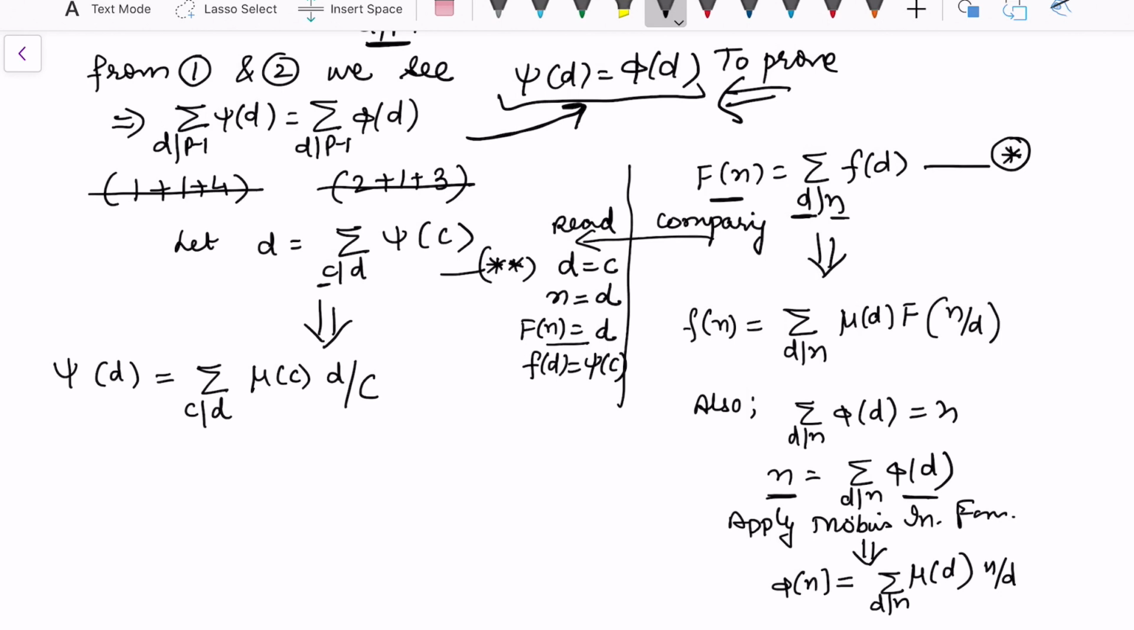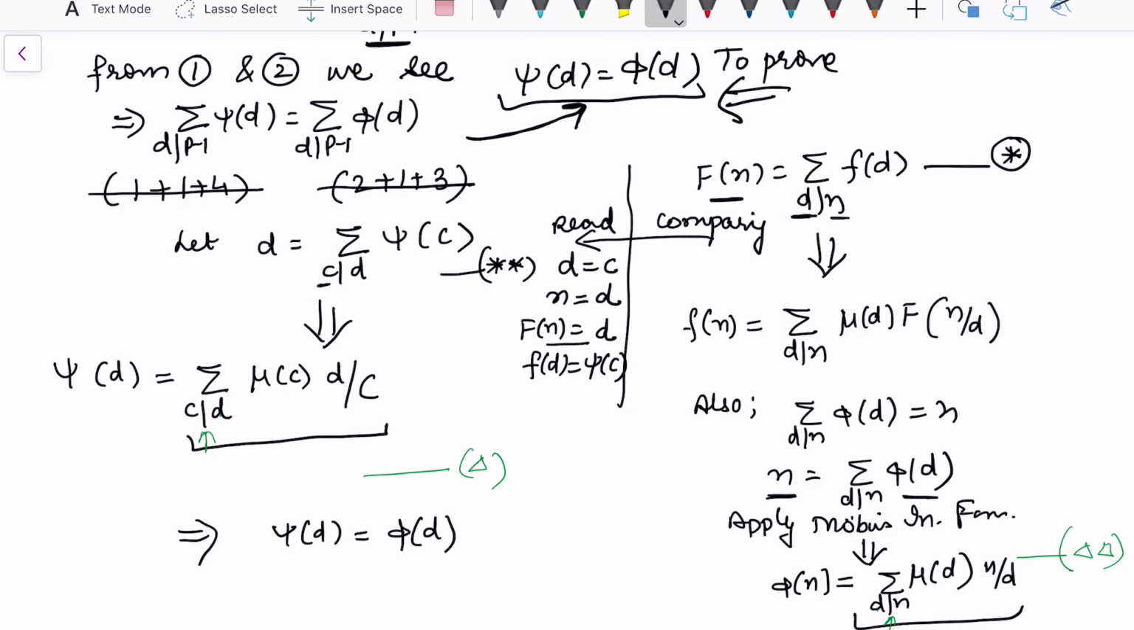Now look at this expression and look at this expression. They are exactly the same, except that c is replaced here by d and d is the same as n. So in the expression delta and the double delta, they are exactly the same because we are talking about the divisors of, here c is a divisor of d, here d is a divisor of n. So that ensures that ξ(d) is the same as φ(d). So this implies ξ(d) is the same as φ(d) using delta and double delta.